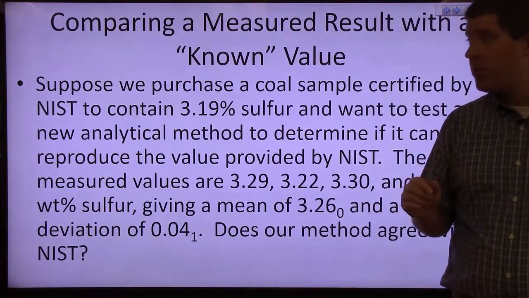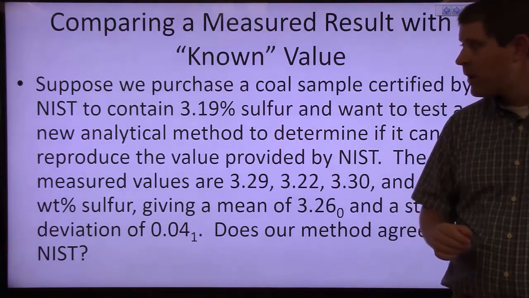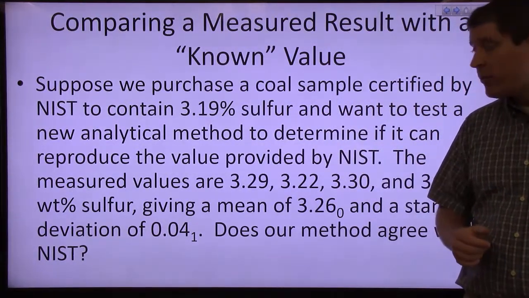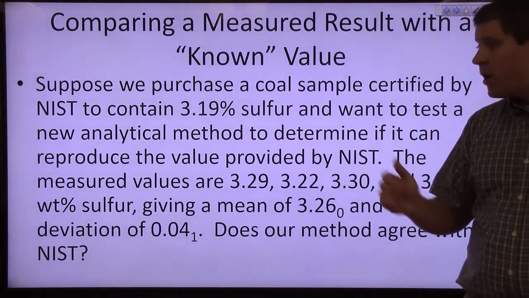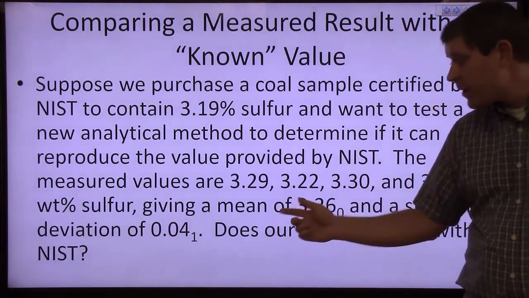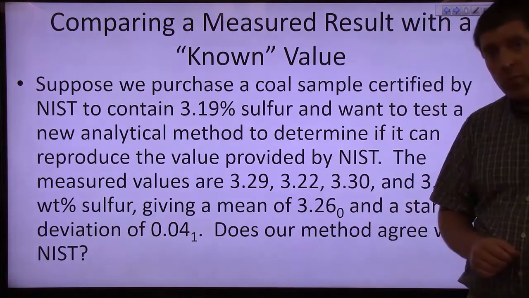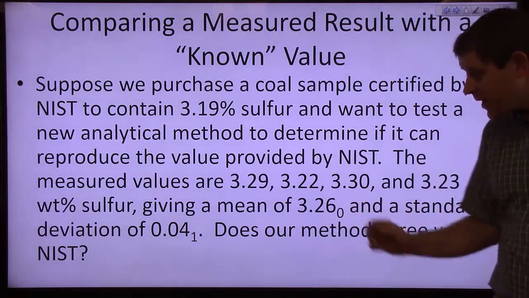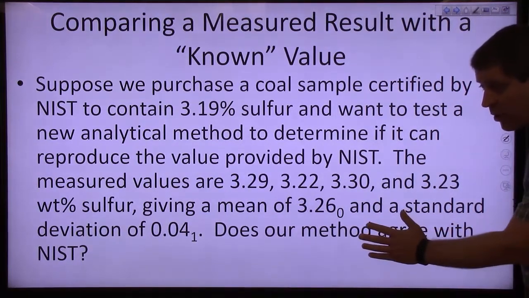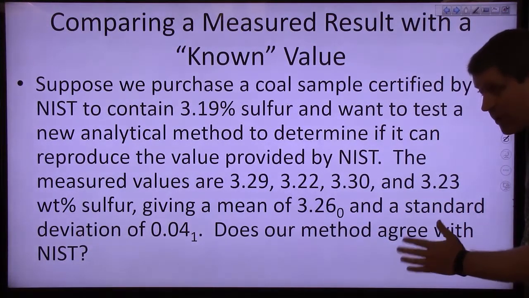So let's look at that first example, comparing a measured result with a known value, something that is accepted to be true. So suppose we purchase a coal sample certified by NIST to contain 3.19% sulfur, and we want to test a new analytical method to determine if it can reproduce the value provided by NIST. Now the measured values, let's say, are 3.29, 3.22, 3.30, and 3.23% by weight of sulfur, giving a mean of 3.260 and a standard deviation of 0.041. So we want to know then, does our method agree with NIST?